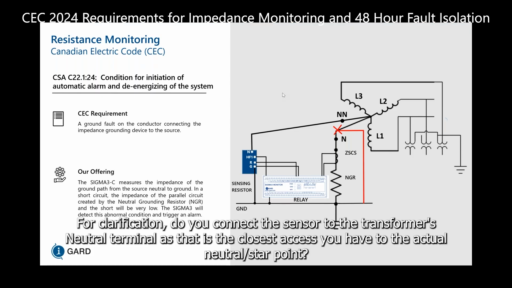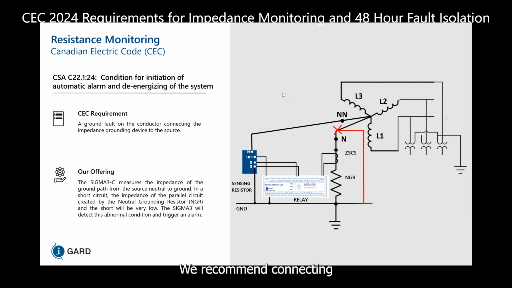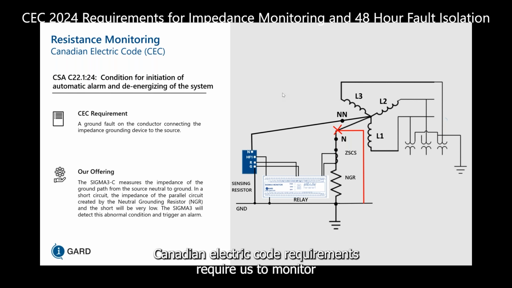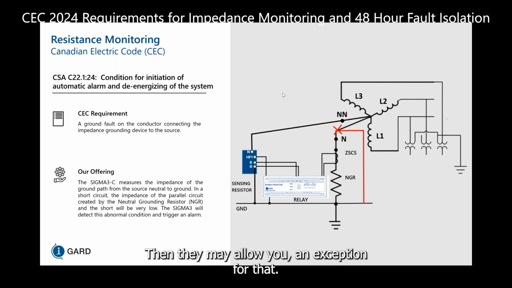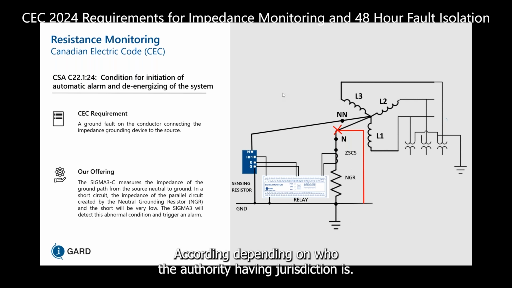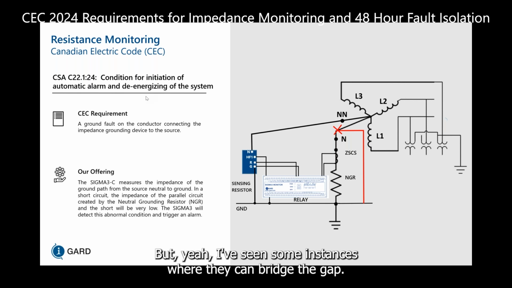For clarification, do you connect the sensor to the transformer's neutral terminal, as that is the closest access you have to the actual neutral start point? We recommend connecting right to the start point because Canadian Electric Code requirements require us to monitor right at the XO point. If all you can access is the neutral terminal, then they may allow you an exception for that, depending on who the authority having jurisdiction is. But yeah, I've seen some instances where they can bridge the gap.